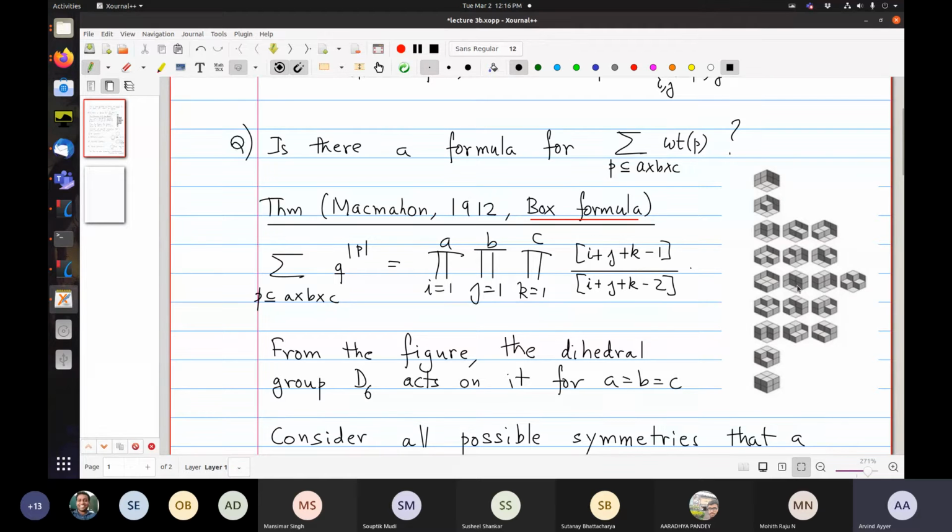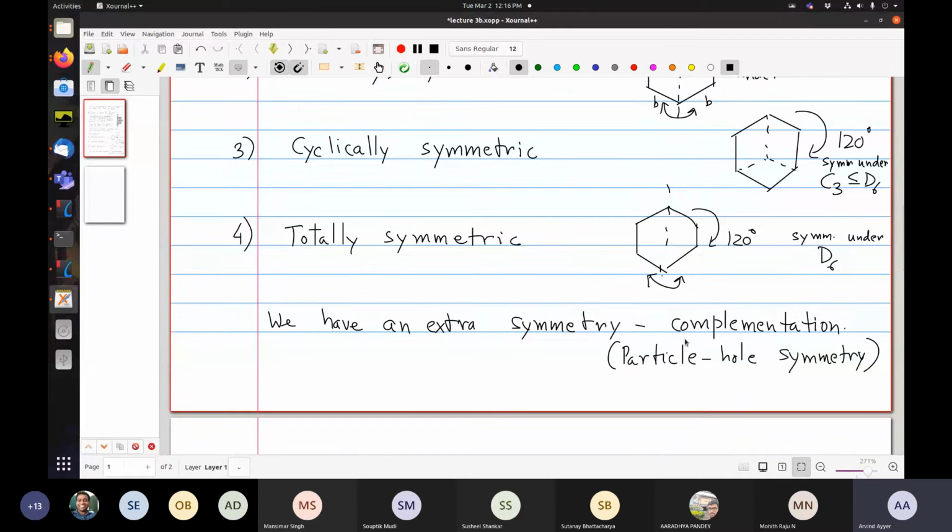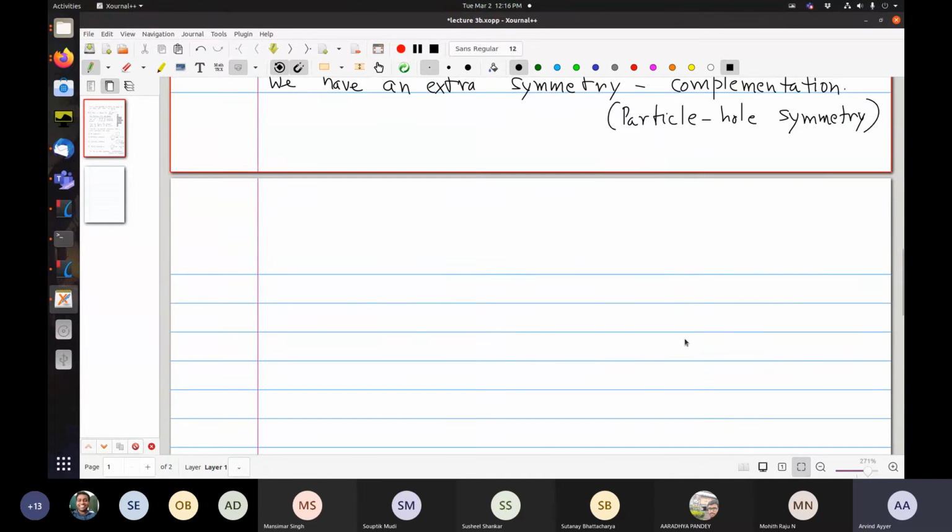So for example, the complement of this partition is actually itself, and so for this, but not for this. If it has to be complementation symmetric, then it has to have exactly half the number of boxes, and so at least one of A, B, C must be even. Now with this additional symmetry, you have more possibilities. So then we have self-complementary. I'm not drawing the figure because it's not going to be helpful. Now things get really complicated.